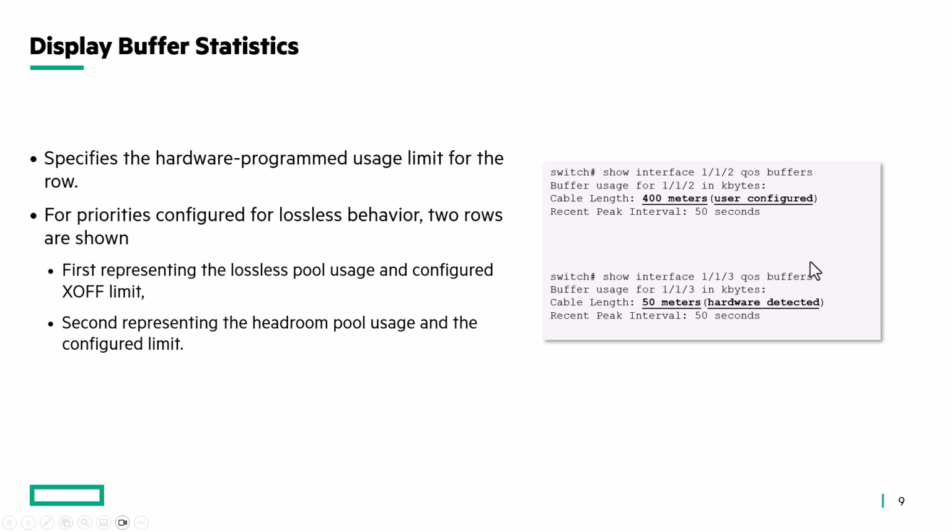We can see a simple example over here on the right, where we go into 112, run the show QoS buffer command, and we can see that the cable length has been user configured to 400 meters. In the one below it, of course, we're running that exact same command, but this is an example where the cable length was hardware detected, and so the user didn't have to configure that 400 meters. They just used the auto feature.